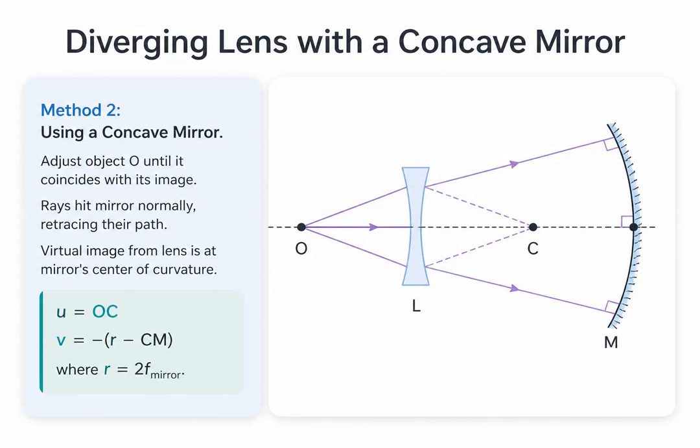Another method pairs the diverging lens with a concave mirror of known focal length. We adjust the object until it coincides with its final image. For this to happen, the light rays must strike the mirror at a normal angle, meaning they appear to come from the mirror's center of curvature. Therefore, the virtual image formed by the diverging lens is located exactly at the mirror's center of curvature.